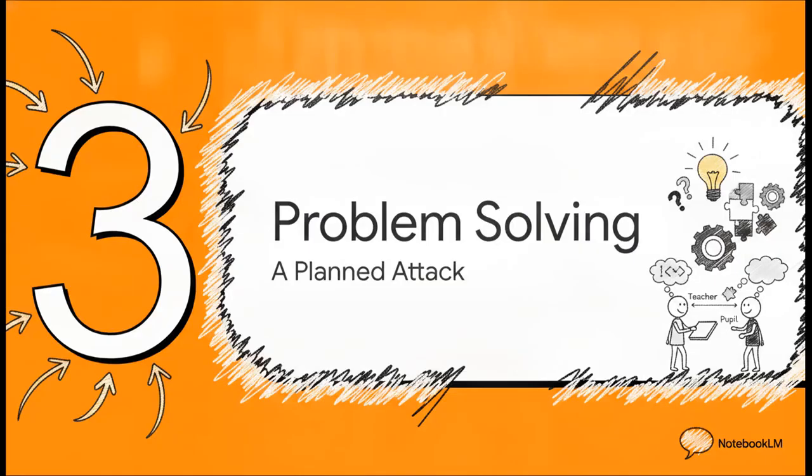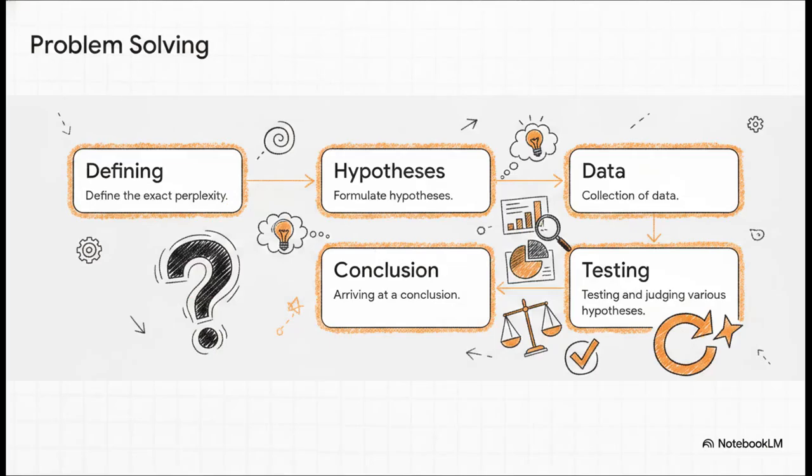Section 3, problem-solving approaches. To execute this kind of planned attack, you've got to guide your group through 5 very logical steps. You can't just guess at an answer here. You move sequentially. First, you define the exact perplexity. Then you formulate hypotheses, collect real data, rigorously test and judge those hypotheses against that data, and only then do you arrive at a final conclusion.